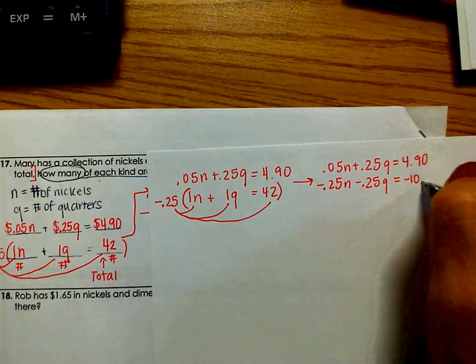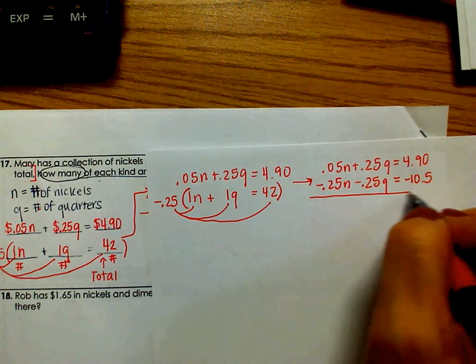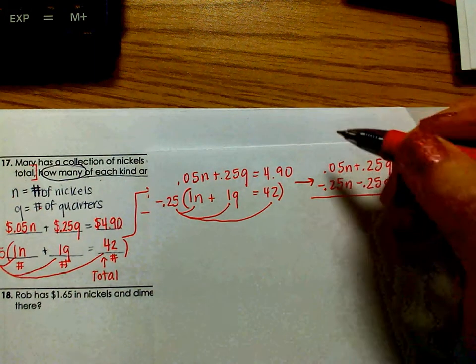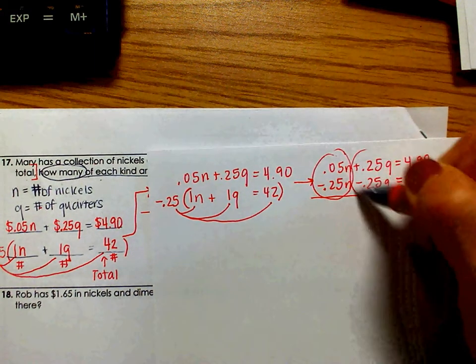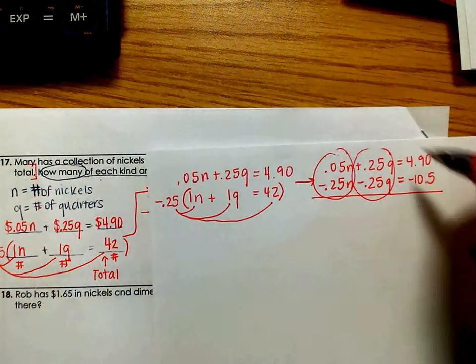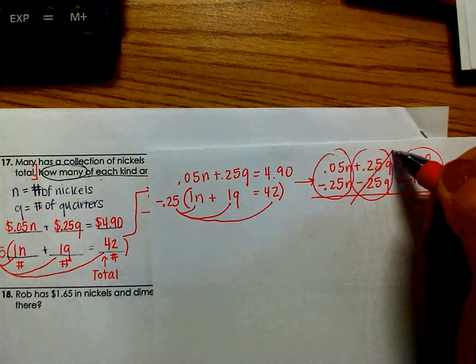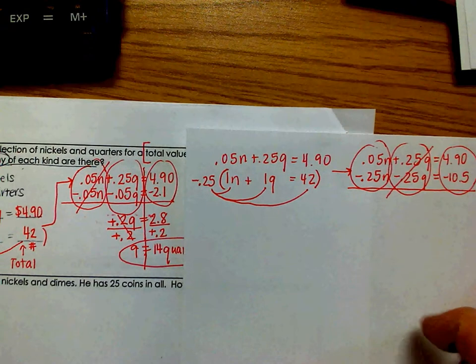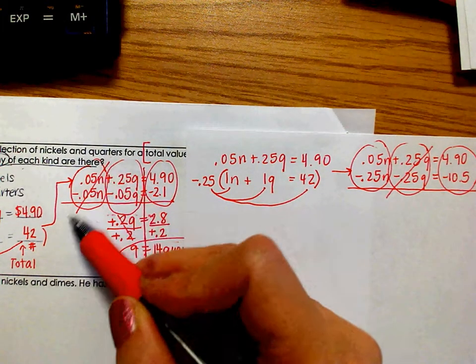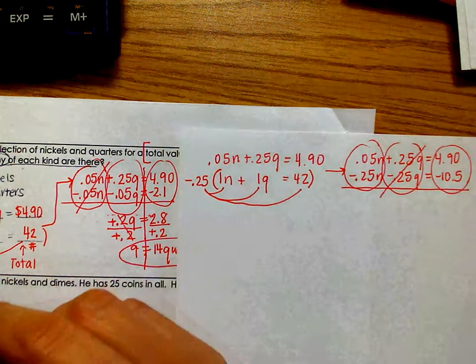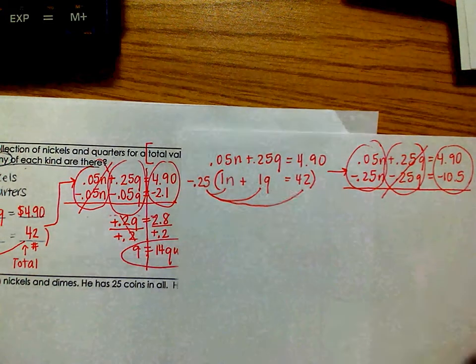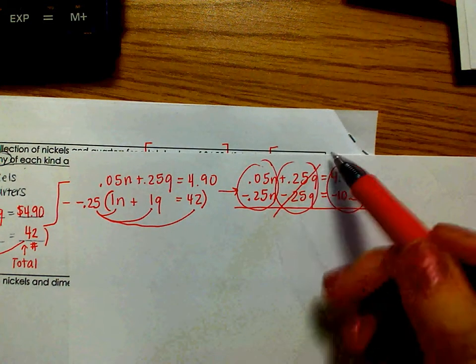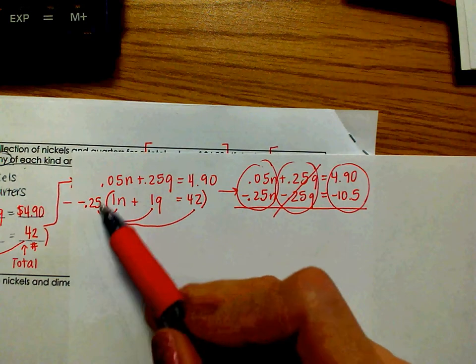Okay, so let's see what happens here. So I'm ready to circle these. Did I circle last time? Yeah. And I'm going to eliminate the q's this time. See the difference here? Here we eliminated the n's, okay, because we multiplied through by negative 0.05, but in this scenario we eliminated the q's because we multiplied by negative 0.25, so that the q's will eliminate.